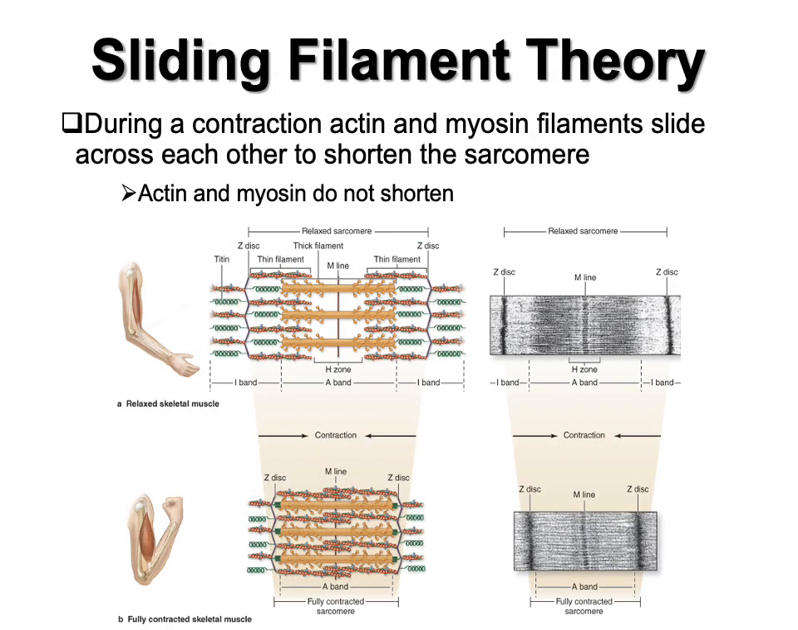The sliding filament theory is that during the contraction, actin and myosin filaments slide across each other to shorten the sarcomere, so that nothing actually shortens or gets smaller during the contraction. As you can see in the top one, when the muscle cell is in the relaxed state, you have that space, that H line, that is only myosin.